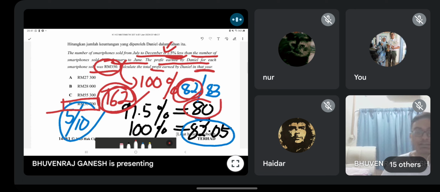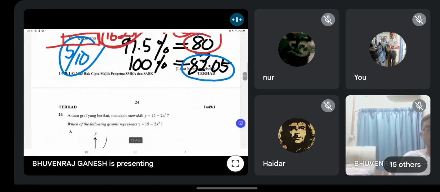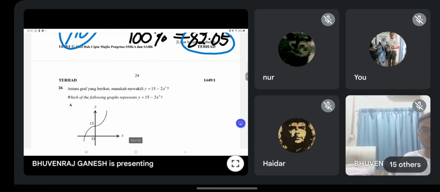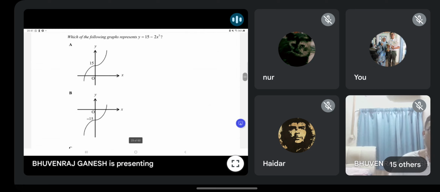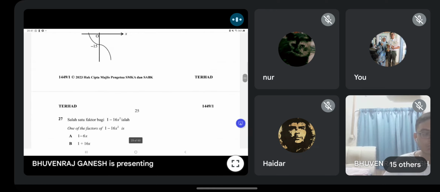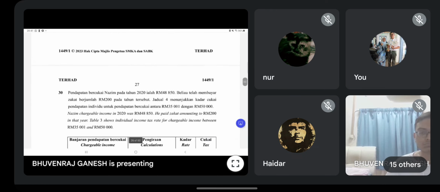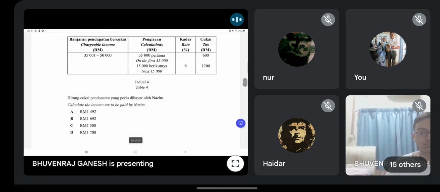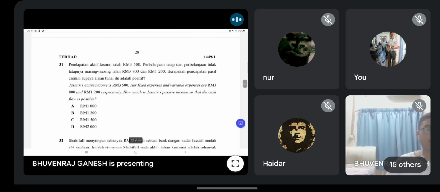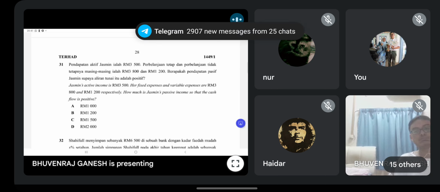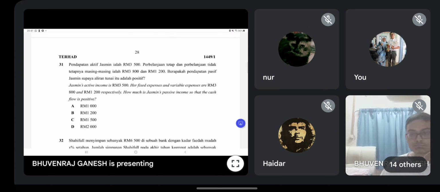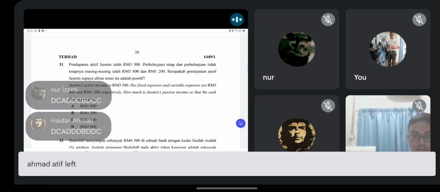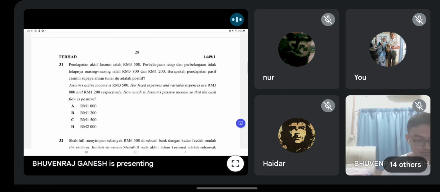Okay, any more question? Let me see. Okay, so any more question? 21 to 30 yang nak bincang? If no more, kita pergi 31 to 40. No more, guys. Tak ada. So 31 to 40, please. Boleh type jawapan. Saya check. D, C, A, D, D, D, B, D, C.